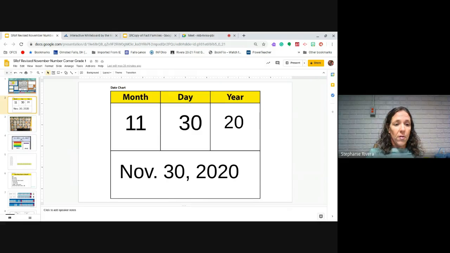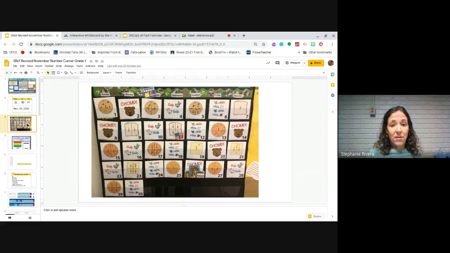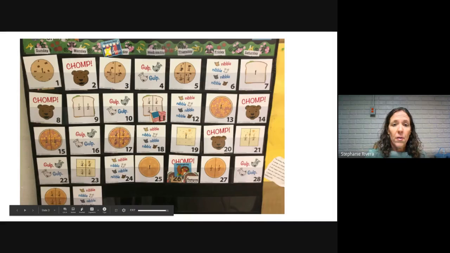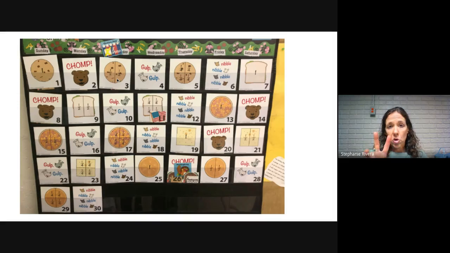We're going to take a look at our November calendar because today is the last day of November. And if you take a look at our calendar, you know that we've been working on fractions and that we started out with one whole cookie. And then we cut our cookie into two pieces and we called each one of those pieces a half. And to write that fraction, we wrote 1/2. Then we cut our cookie into four pieces and we call those pieces fourths. And each one of those pieces is 1/4.